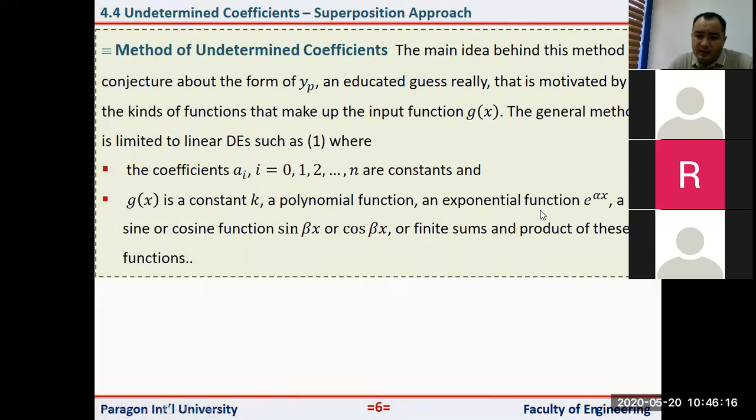Okay, an exponential function, what is it? e to the power alpha x, or a sine function, something like sine of beta x, or cosine function, cosine of beta x, or finite sums and products of these functions.